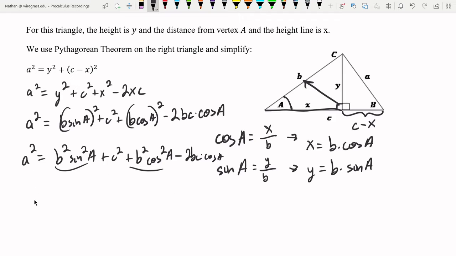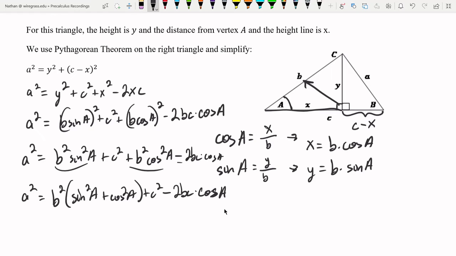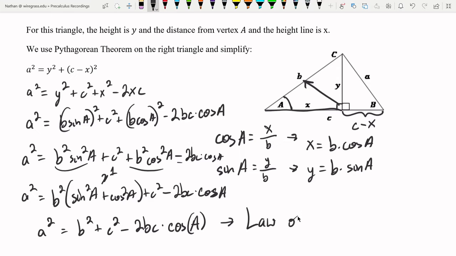Okay, now b squared sine squared A and b squared cosine squared A, I can rewrite that as b squared times sine squared A plus cosine squared A, plus c squared, and then minus this final term, 2bc times cosine A. Sine squared plus cosine squared is always equal to 1. 1 times b squared is just b squared. And this is the law of cosines.